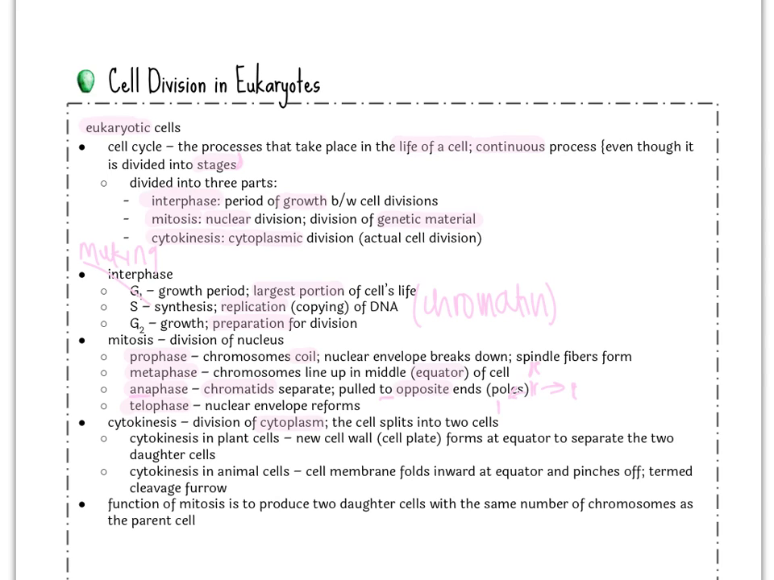And it does happen differently in different types of cells. So cytokinesis in plant cells forms a new cell wall or a cell plate. And it forms at the equator to separate the two daughter cells. So basically, I'll draw it over here. You'll have your cell, and it's gone through interphase and mitosis. So you'll have a nucleus over here, you'll have a nucleus over here, and then this new wall will kind of build up in the middle. And then you have two cells.